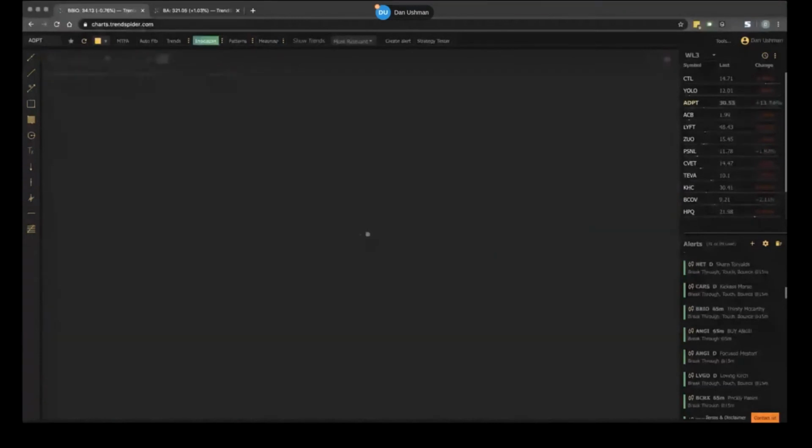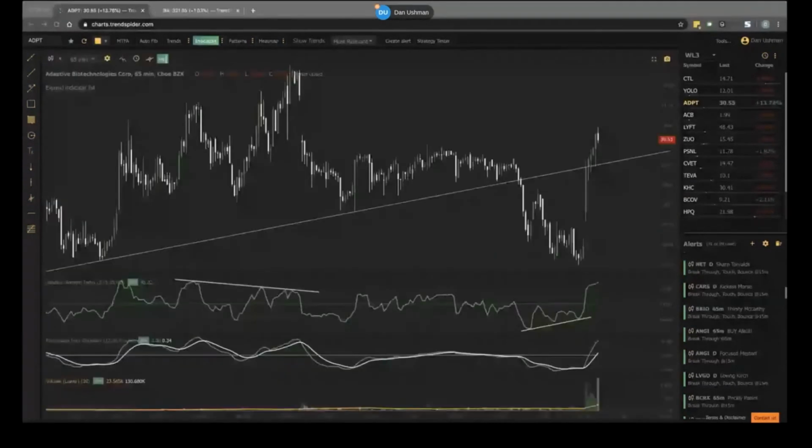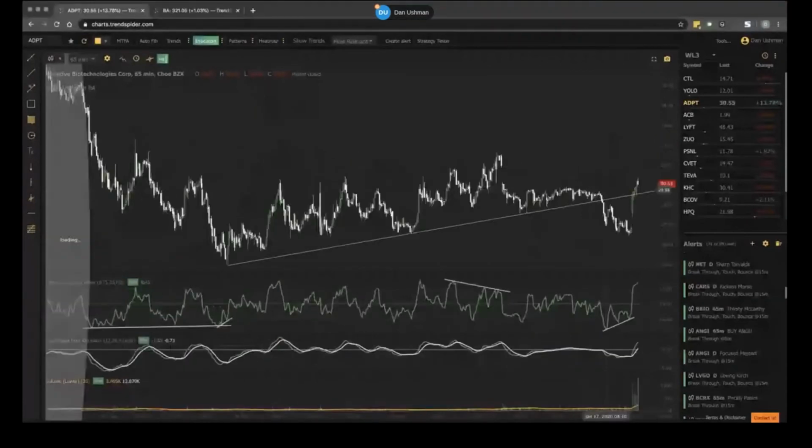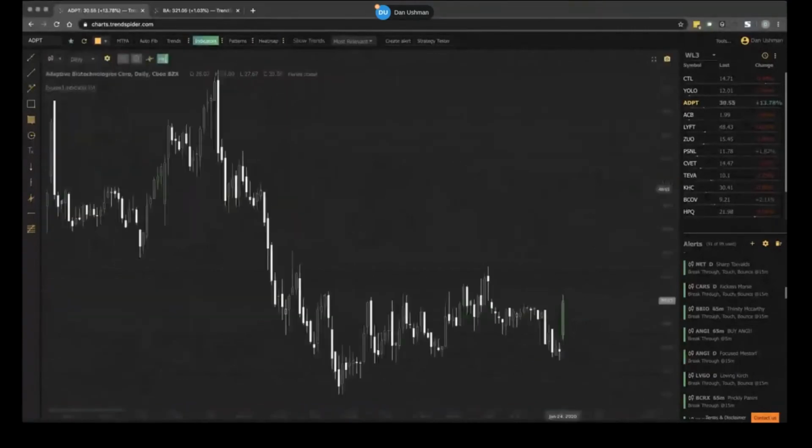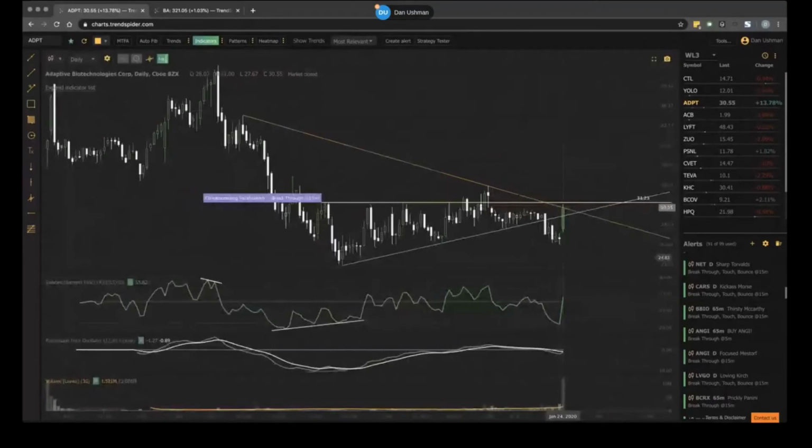Last chart I'll pull up of my own, and then if anyone has some chart requests, or if Jake wants to chime in with anything, we can do that. This is ADPT, right? And this is another recent IPO biotech.